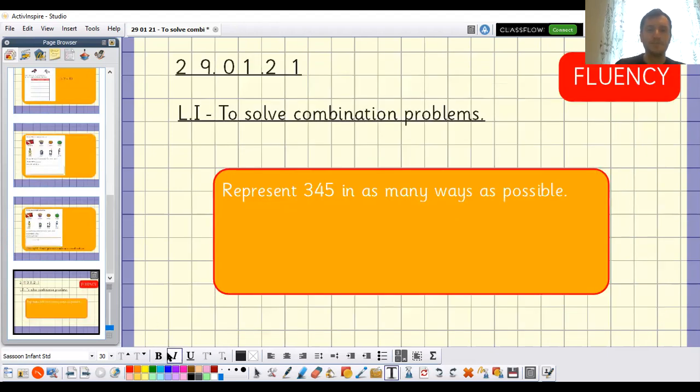Before we finish today, a fluency question for you. Can you represent 345 in as many ways as possible? I won't go through the question for this one or the answer for this one because there's lots and lots of different ways you can show it. So again, perhaps you can send some of your responses in.